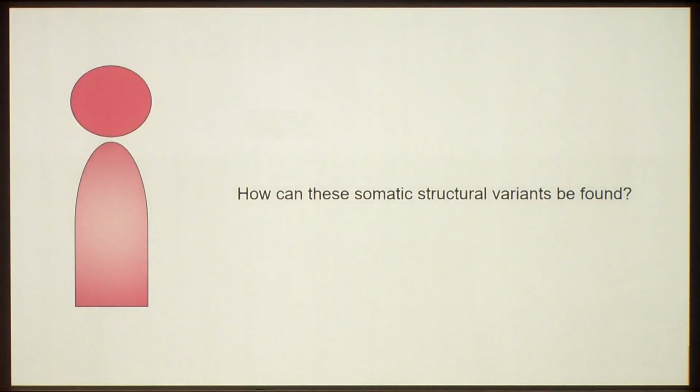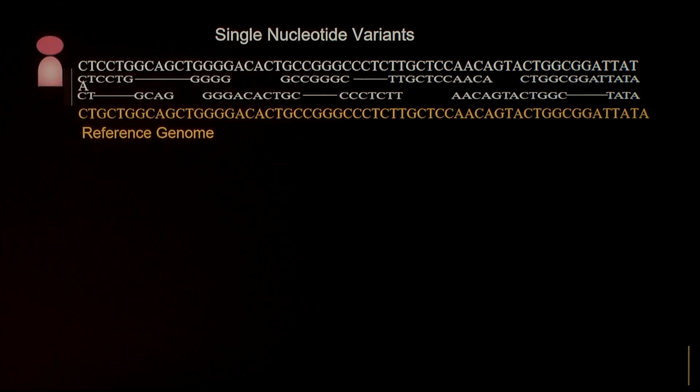And a question that really encompasses our research is, how can the somatic structural variants be found? A way to do this, to look at it with single nucleotide variants, is by really just comparing a sample and the aligned reads to a reference genome. And by so doing, we can find any discrepancies between the sample and the reference genome.